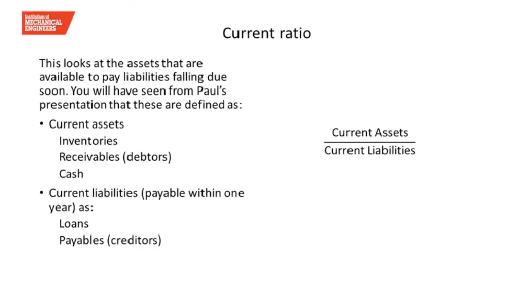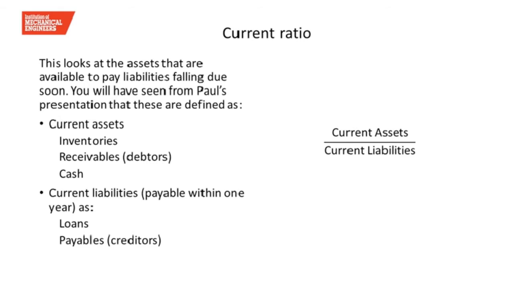I'm going to start with liquidity, which assesses the basic financial soundness of the business and its ability to pay its debts fully and on time. And the first of these liquidity ratios is the current ratio that you can see on this slide. And the current ratio is defined by dividing the current assets by the current liabilities.